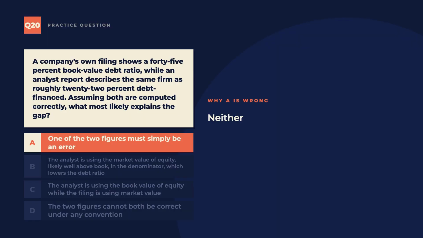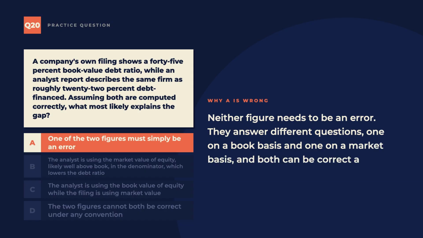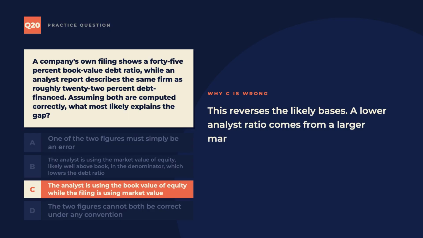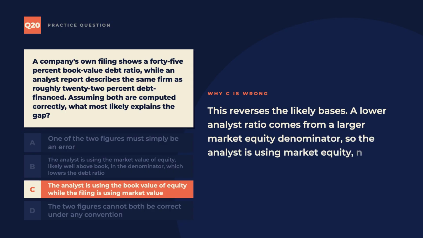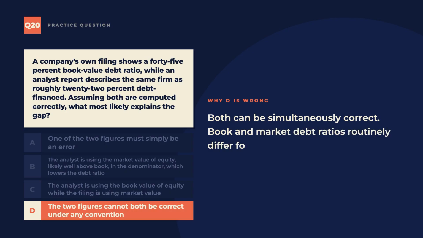A is wrong because neither figure needs to be an error. They answer different questions, one on a book basis and one on a market basis, and both can be correct at once. C is wrong because this reverses the likely basis. A lower analyst ratio comes from a larger market equity denominator, so the analyst is using market equity, not book, while the filing uses book. D is wrong because both can be simultaneously correct. Book and market debt ratios routinely differ for a firm whose stock trades above book value.